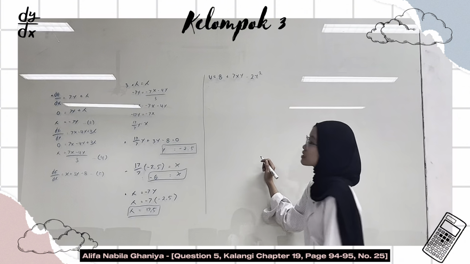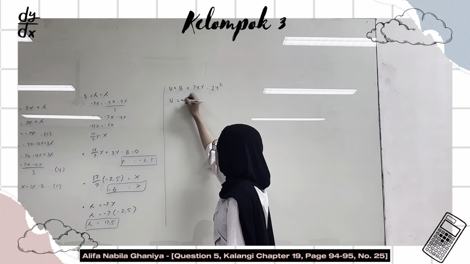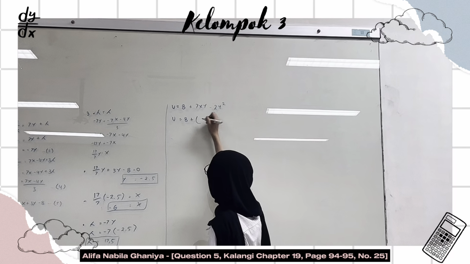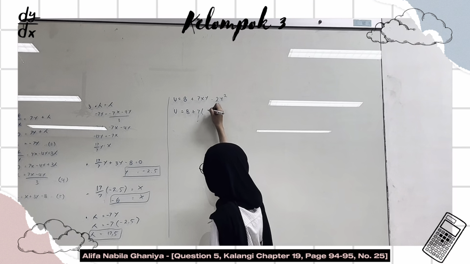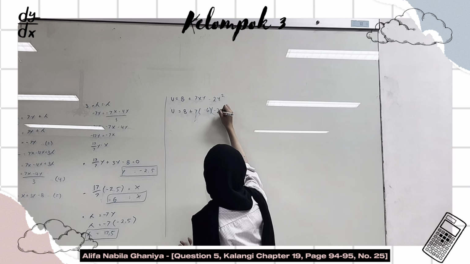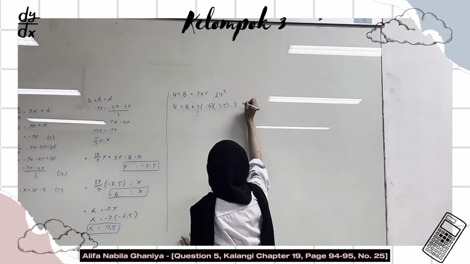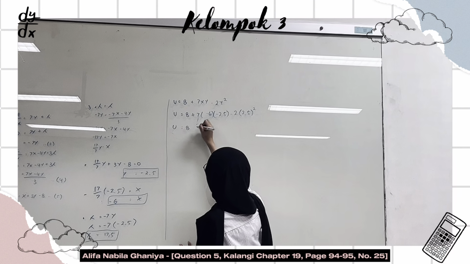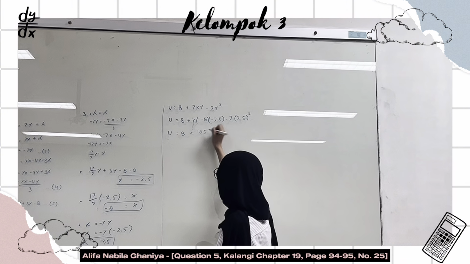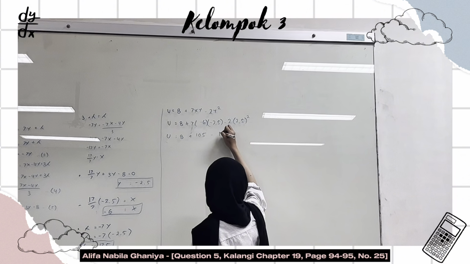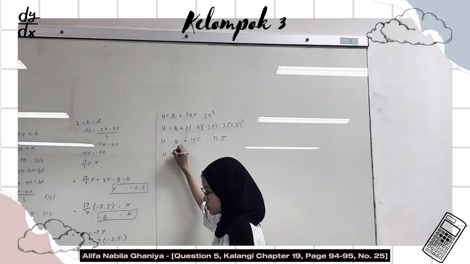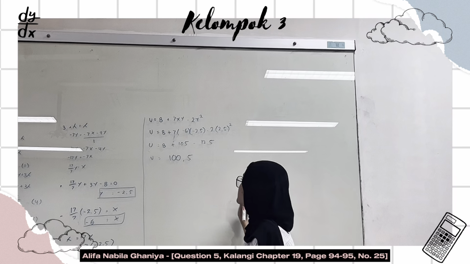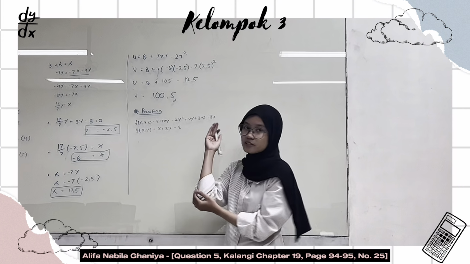Value, we can find the utility value. Substitute the x value and y value to the first function. This is the utility maximum value.